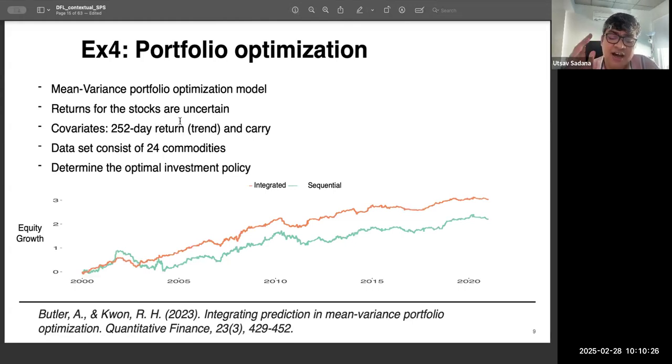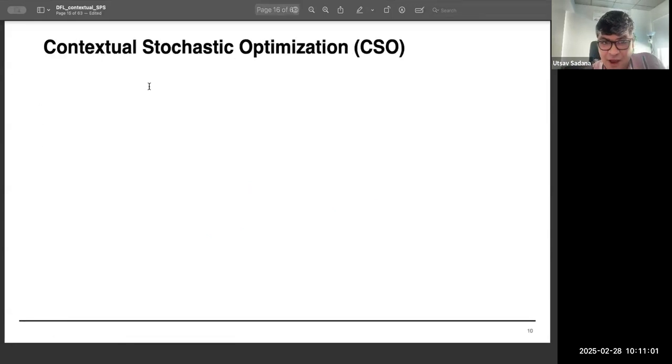Now, one can fit an ordinary least squares model to the returns of the stocks based on these covariates, and what you will get as the equity growth is this curve in green. This is a sequential model where at the first stage, you predict the mean, and then you solve a mean variance portfolio optimization problem. However, in the integrated approach, you find your predictions based on their performance on this portfolio optimization problem. And we will discuss these things in more detail now.